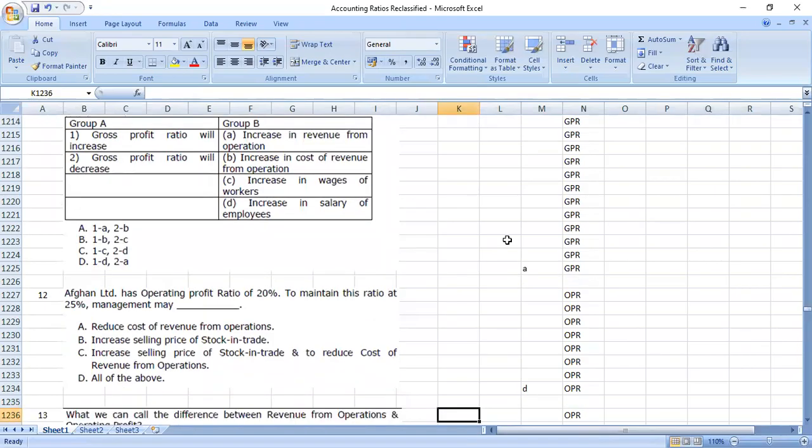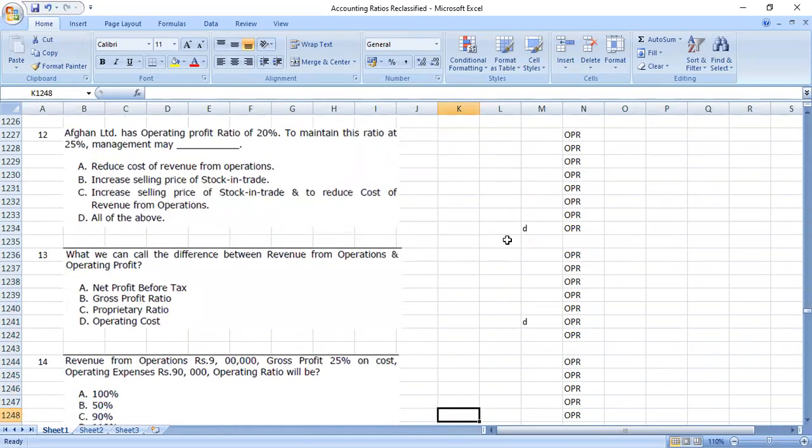Afghan Limited has operating profit ratio of, okay, from gross profit ratio we're going to operating profit ratio. Here I need to tell you something. From revenue from operation, you reduce direct cost of revenue from operation or direct expenses or cost of goods sold, you will get gross profit. From gross profit you reduce operating expenses or admin, selling and distribution expenses, you will get operating profit.